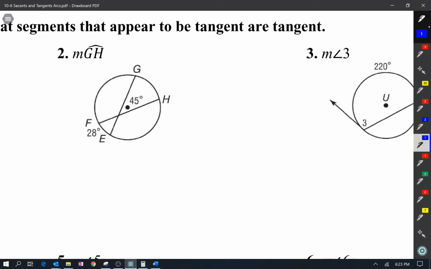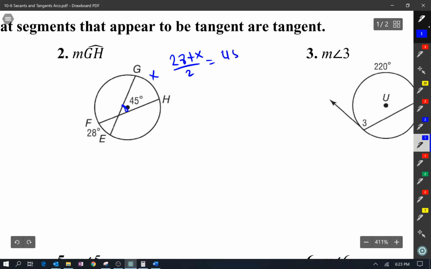All right, example 2. This one's going to take a little bit more work. This angle is 45 degrees. We don't know this, so let's call this x. We're going to get into a little bit of algebra here. We know that 28 plus x divided by 2 must equal the angle, which is 45. So it's just an algebra problem. If I were you, I would just double both sides. So I get 28 plus x is equal to 90. So x is equal to, what is that, 70, 62?